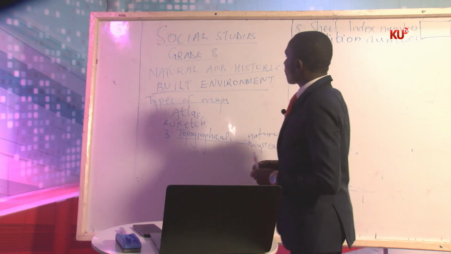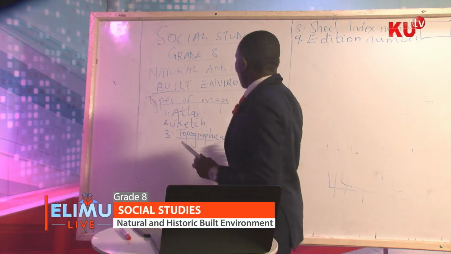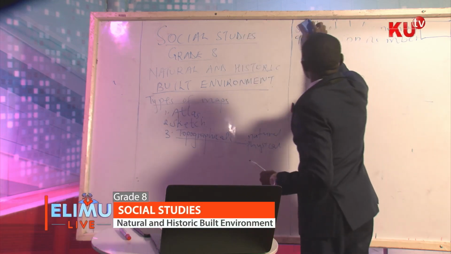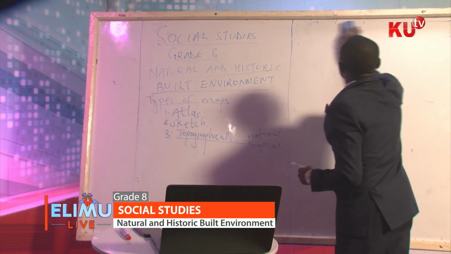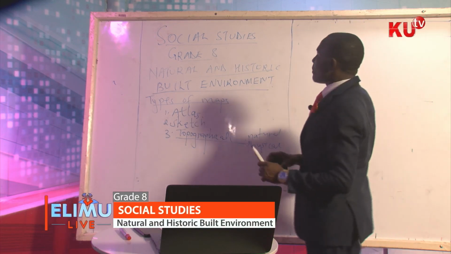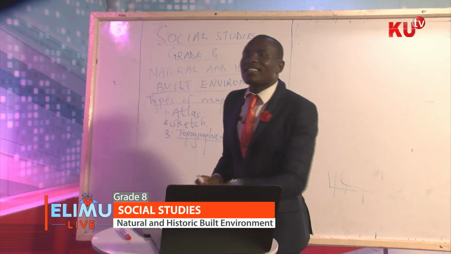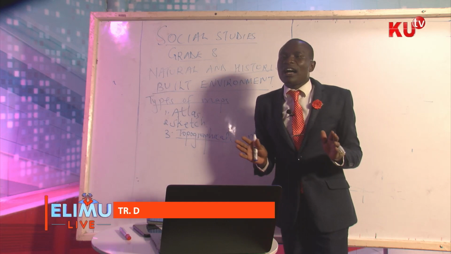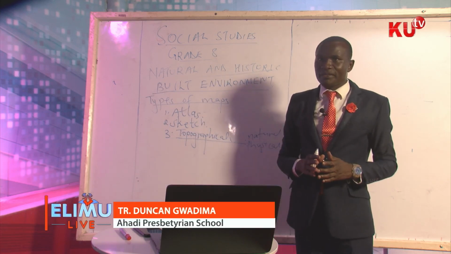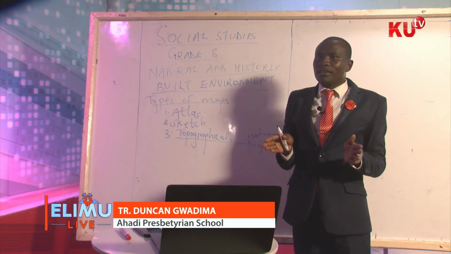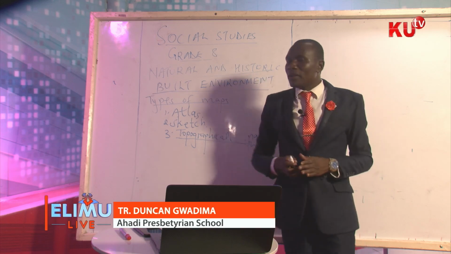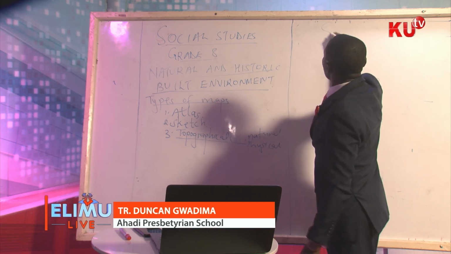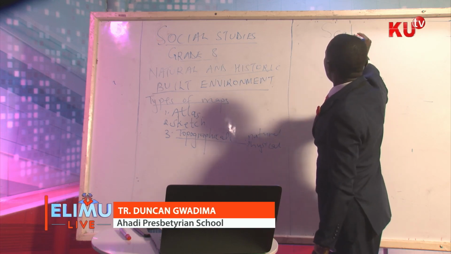As we continue, I want us to look at something else after looking at the types of maps that we are dealing with. Remember, we are still talking about marginal information, features that are found outside the map. Information given outside. We named some of them. And then I want us to look at the scale. Types of scales.